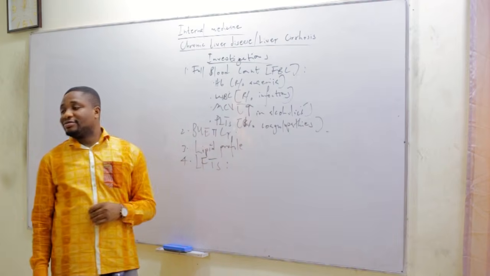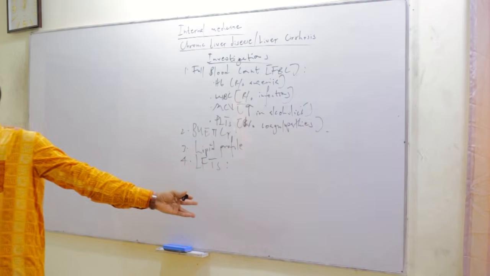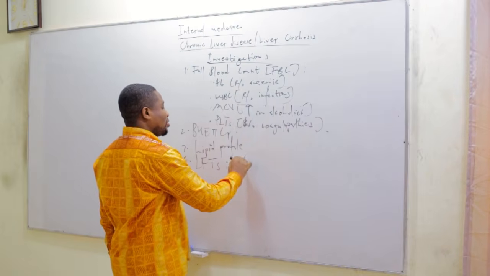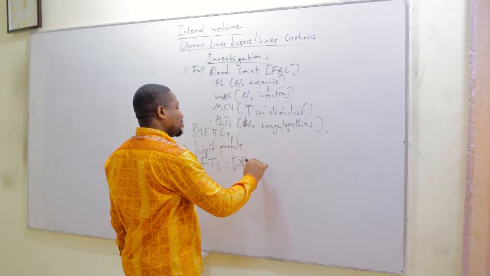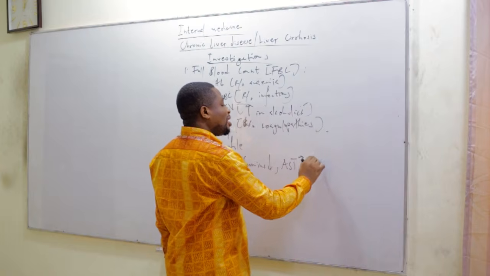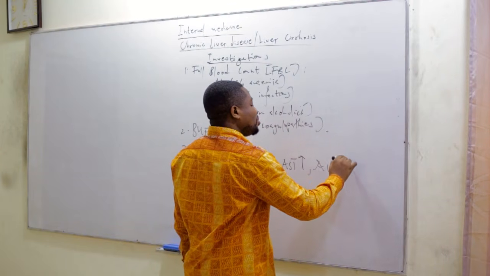Liver function test. And we know why, because the liver is getting impaired. For the liver function test, albumin. What happened to albumin? It will decrease. What happened to AST? Increase. What happened to ALT? It will increase.